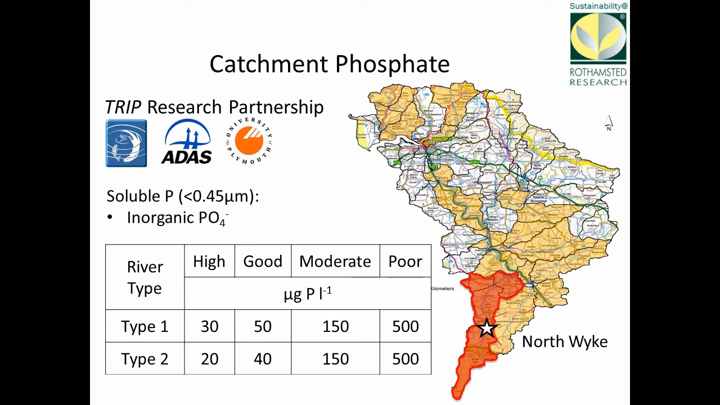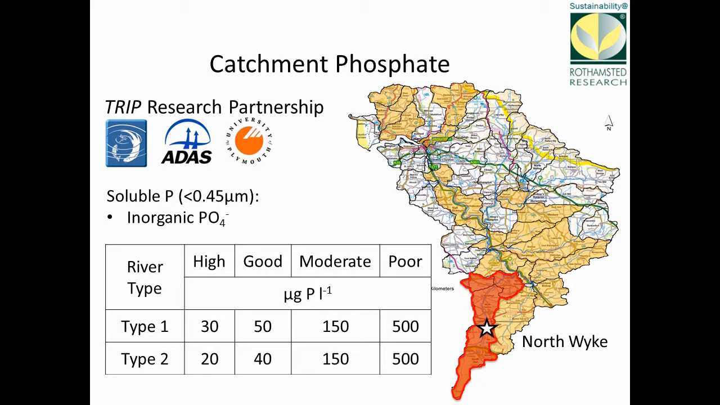The upper Tor, which I'm focusing on here, which is from Tor Bridge up to Tor Head, that's what we're currently sitting in as we speak. That's a type 2 river. Failing is classed as, I think, 40 micrograms per litre. Anything higher than that, I think, is deemed as failing.